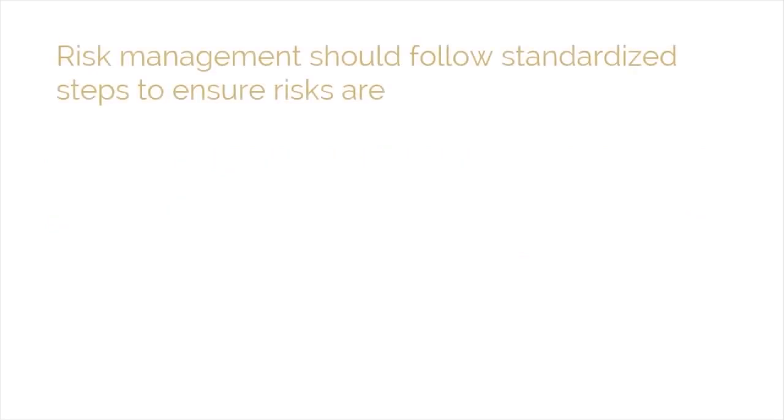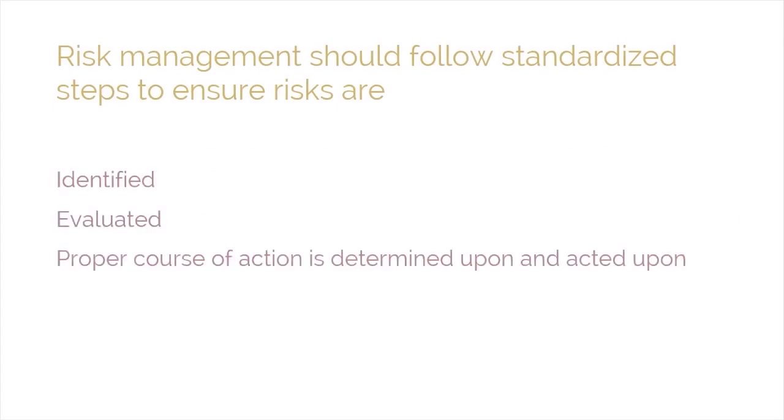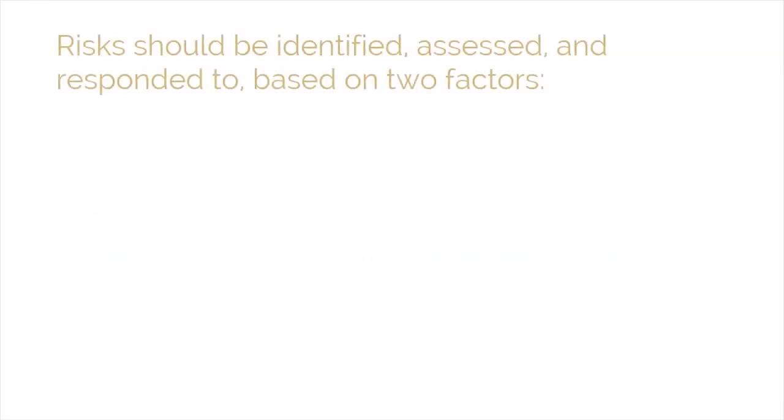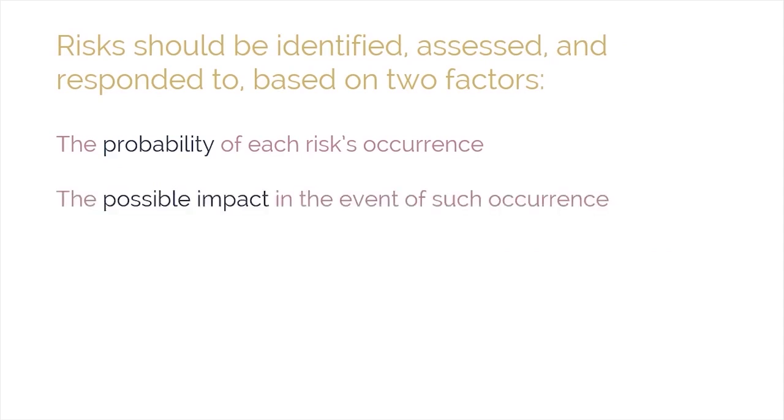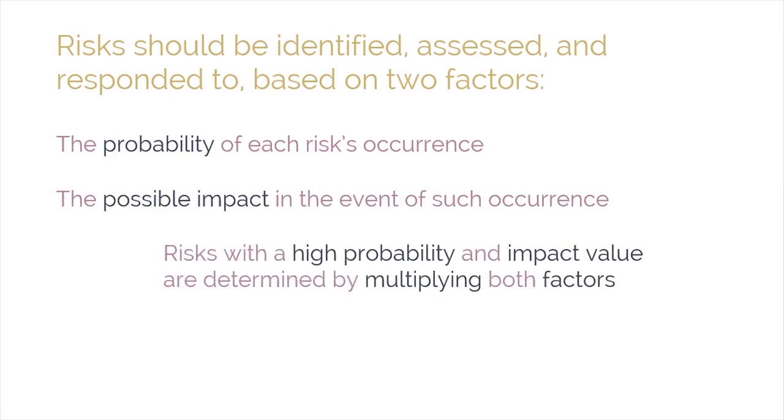The process of managing risks should follow some standardized steps to ensure that risks are identified and evaluated, and that a proper course of action is determined and acted upon accordingly. Risks should be identified, assessed, and responded to on the basis of two factors. These are the probability of each risk's occurrence and the possible impact in the event of such an occurrence. Risks with a high probability and impact value, determined by multiplying both factors, should be addressed before those with a relatively lower value.